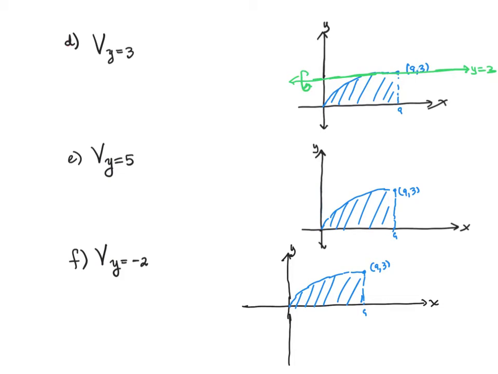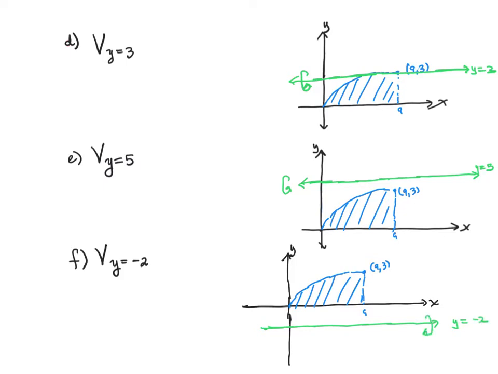And remember, the axis of revolution always goes through the middle of our disk or washer. Okay, this one is y equals 5, which is a little bit above y equals 3. And that's y equals 5. And then the last one is y equals negative 2, which is below the region. And we're going around this way.